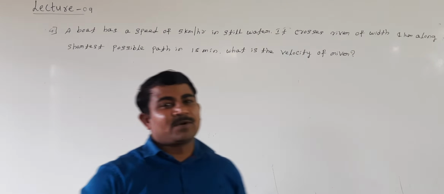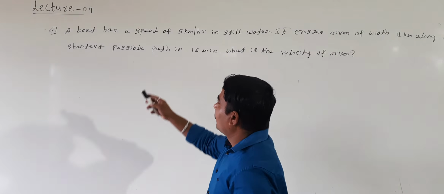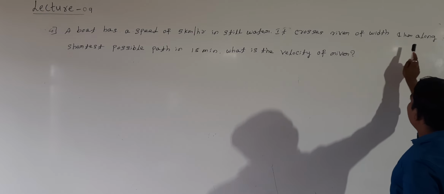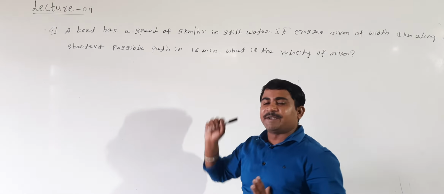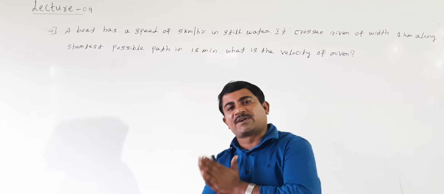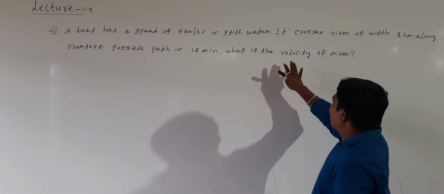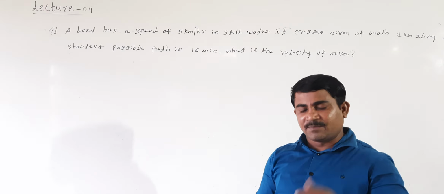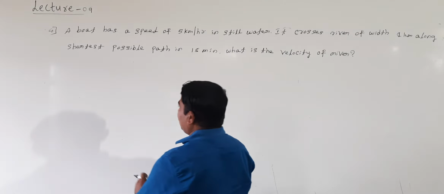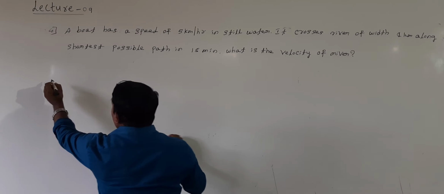Okay, students, one more numerical. A boat has a speed of 5 km per hour in still water. The boat is moving in the river. It crosses a river of width 1 kilometer along the shortest possible path in 15 minutes. What is the velocity of the river? Very simple. Shall I take the solution directly?